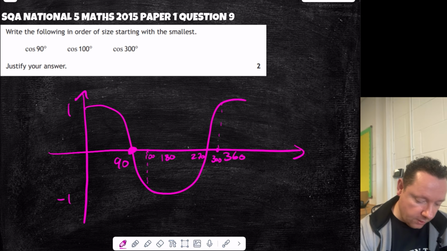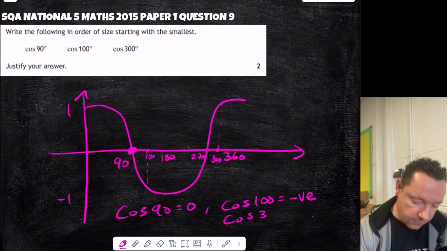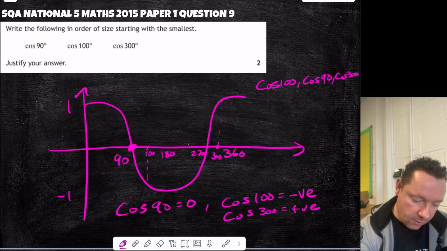That's a positive value. So we could say that the cos of 90 is 0. The cos of 100, well, we don't know the exact answer, but it's negative. And the cos of 300 is positive. So we can now put them in order from smallest to biggest. It goes cos 100, cos 90, cos 300, and we're done there.